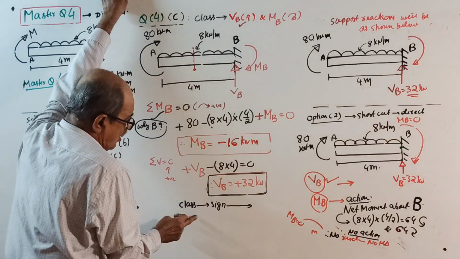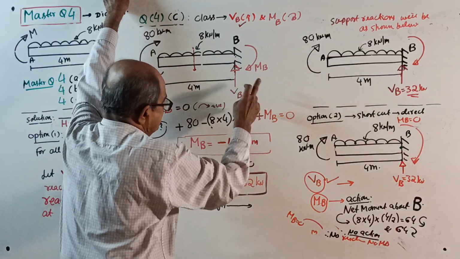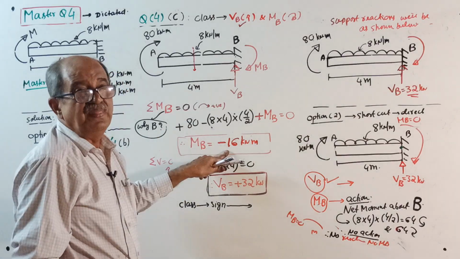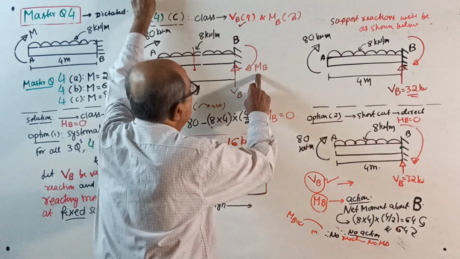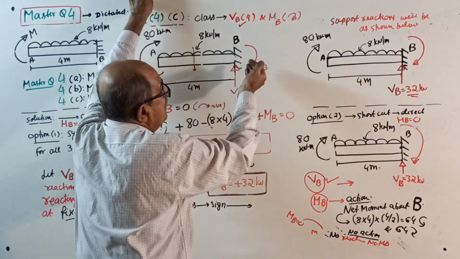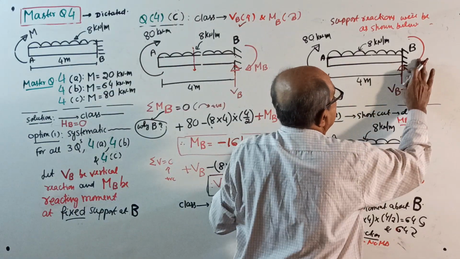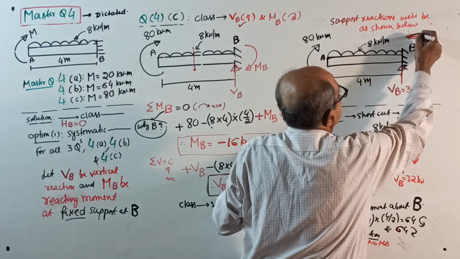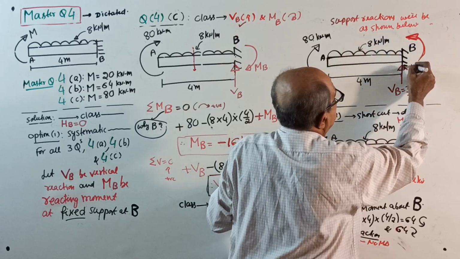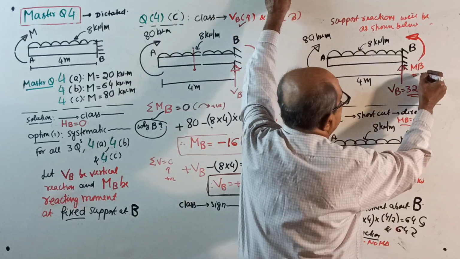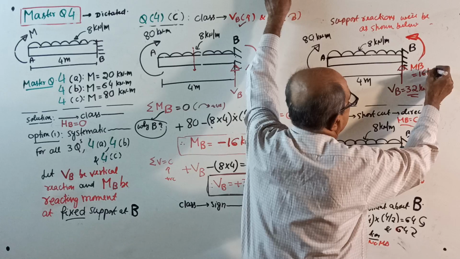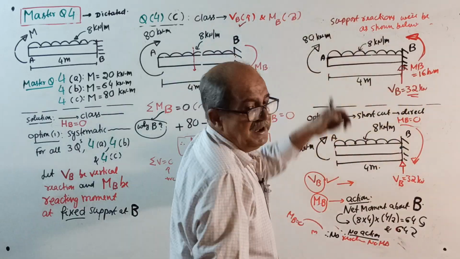Now next, we considered MB in clockwise direction. See here, you should write all these things here. Clockwise direction, but answer came negative. That means this assumed direction is wrong. The actual reacting moment MB is not clockwise, it is anti-clockwise. Anti-clockwise. MB equal to how much? 16 kilonewton meter. That is the meaning of that one.